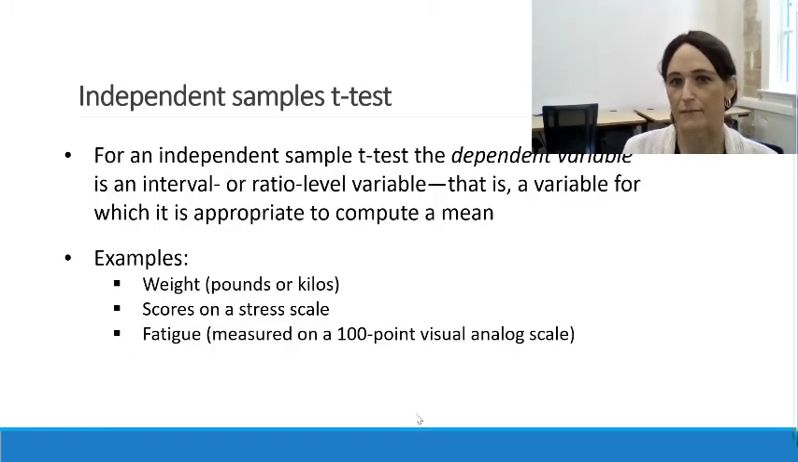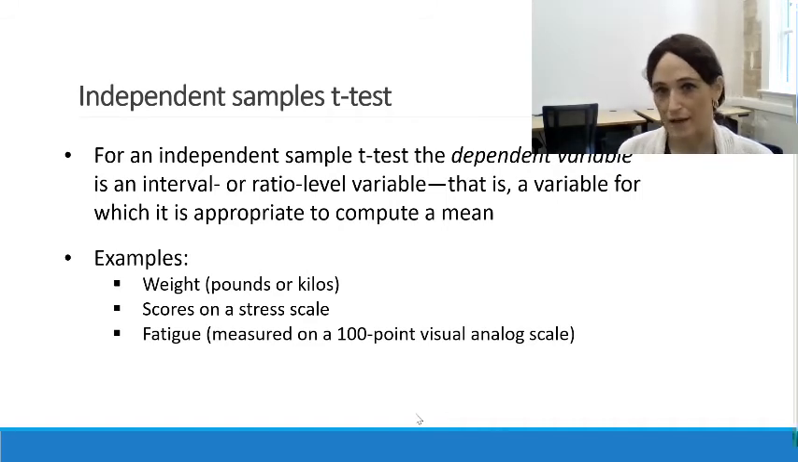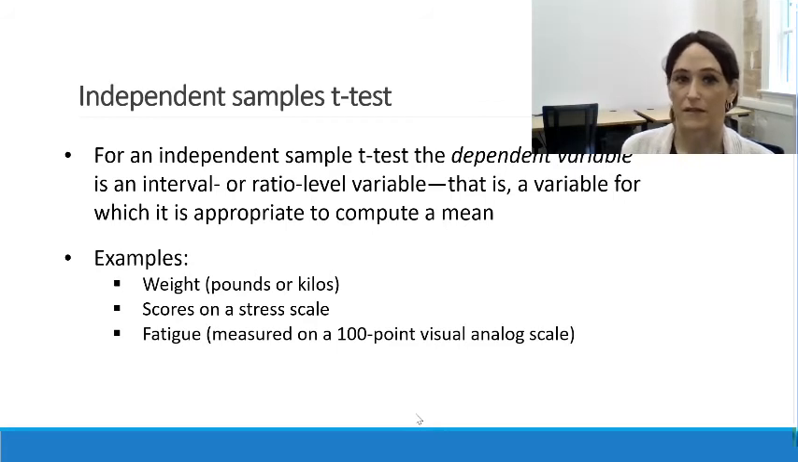So for an independent sample t-test, the dependent variable is going to be an interval or ratio level variable. That is a variable for which it is appropriate to compute a mean. So we might have weight, scores on some kind of scale, it could be a stress scale, a depression scale, it could be whatever it is we're measuring. Fatigue, it could be, as I mentioned, blood pressure, any number of things. It can't be things like disease, yes, no. It can't be even something ordinal like severe, less severe. It has to be something that's either interval or ratio.